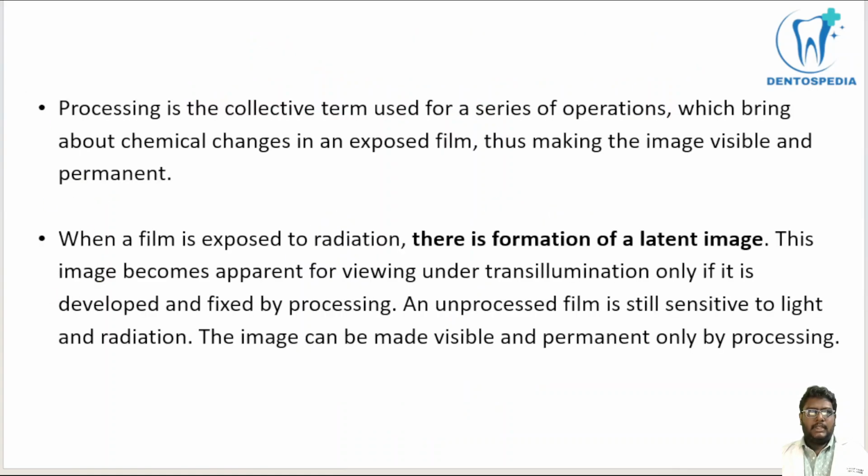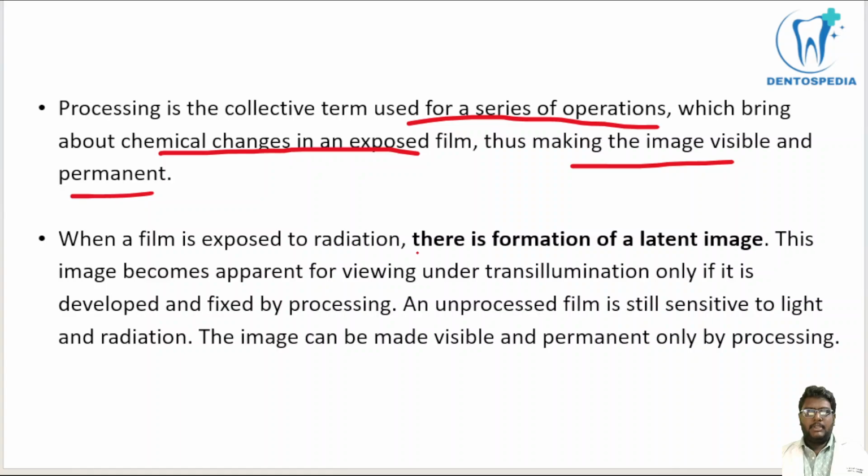Film processing is a collective term used for a series of operations which bring about chemical changes in the exposed film, thus making the image visible and permanent. After exposure of the film, we have to develop the film, right? It has to undergo certain reactions to get the final permanent image.